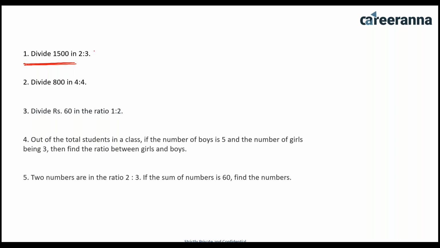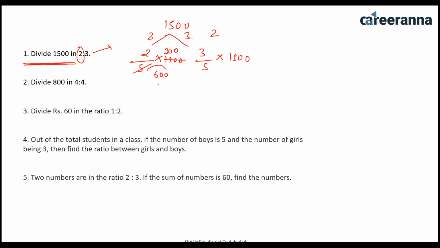Okay, so let me tell you how to solve the question of ratio. So now, if I have to divide 1500 into 2 and 3, what I do is 2 divided by 2 plus 3, 5, multiplied by 1500. Similarly, 3 divided by 5 multiplied by 1500. So you can easily do it. 600, sorry, 300, so it will be 900. Is it clear to all?